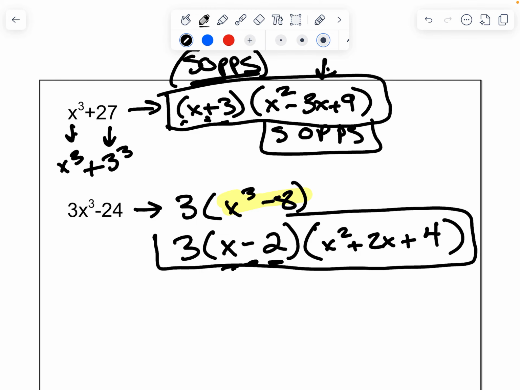Again, that right-hand factor over there looks like it may be able to be broken down even further, but anything that you ever get out of SOPS is not going to be able to be broken down any further.